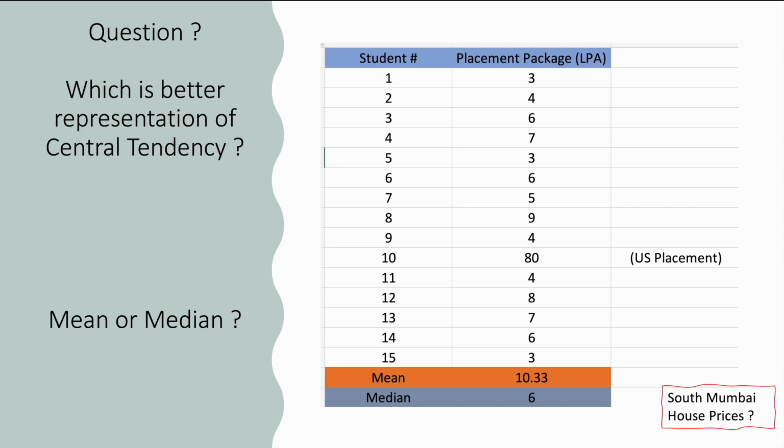Okay, now let's take another example. Let's take the South Mumbai house prices. Let's say you are doing a survey of house prices in South Mumbai. You are walking in the neighborhood, asking questions to the people, and in the same lane you find the house of Mukesh Ambani also, right? If you have to calculate the mean of that particular lane, what do you think would happen? Because suddenly, if you include the house of Mr. Mukesh Ambani, the mean would go very, very high, because his house is probably worth multi-billion dollars, right?